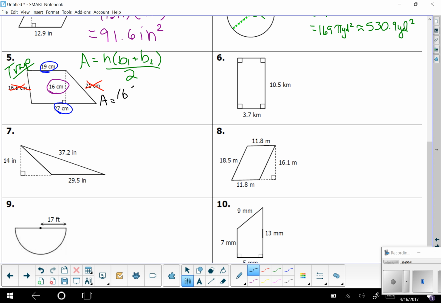And I told you guys this from the start. Reducing's always a good idea. So we can reduce this with that and make it an 8. So we have 8 times this right here. If we add them together, we get 46. So the area is going to equal 368 centimeters squared.